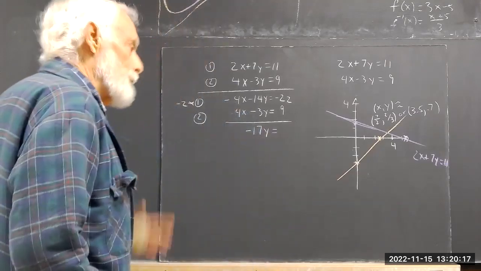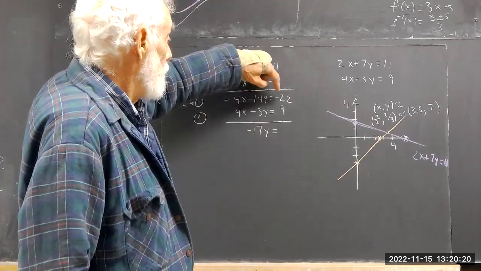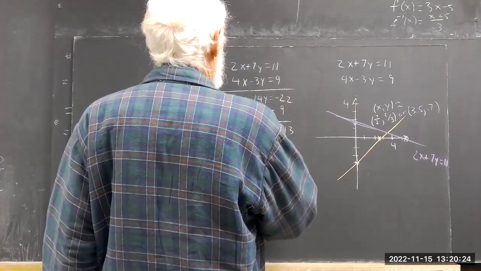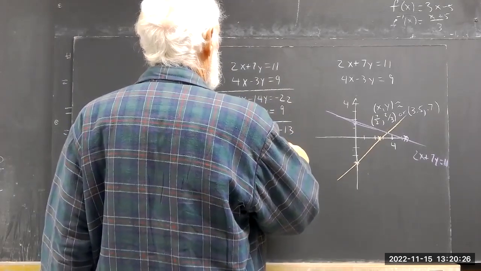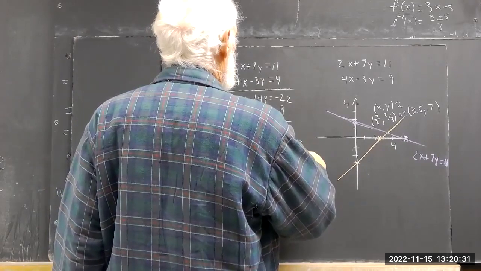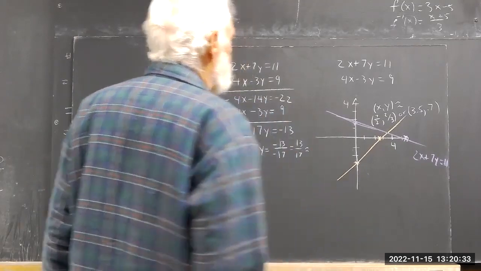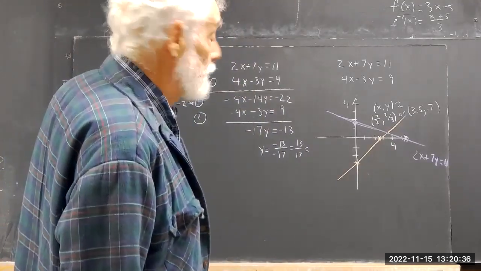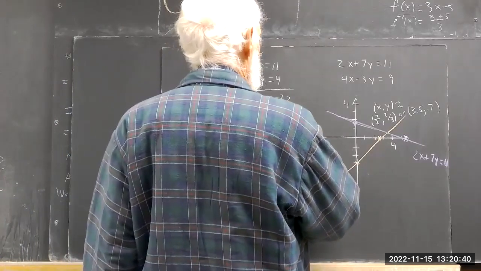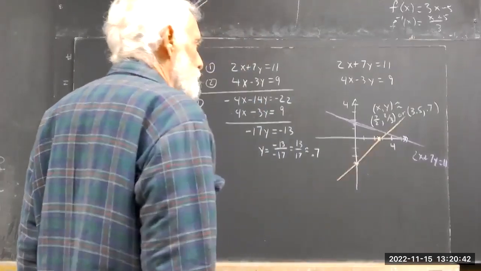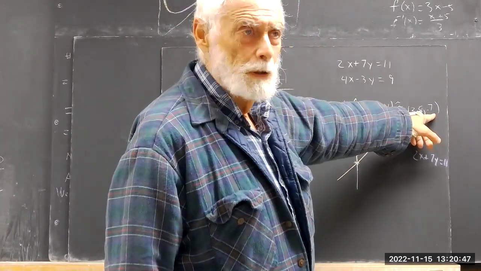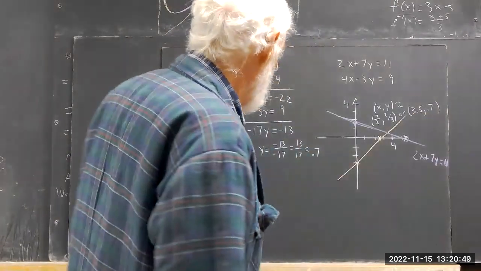Okay, anyhow, -22 and 9 gives me -13. So y equals -13 over -17, which of course is 13 over 17. And that's approximately 0.7. Meaning that my 0.7 here just happened to be pretty close to the proper solution.